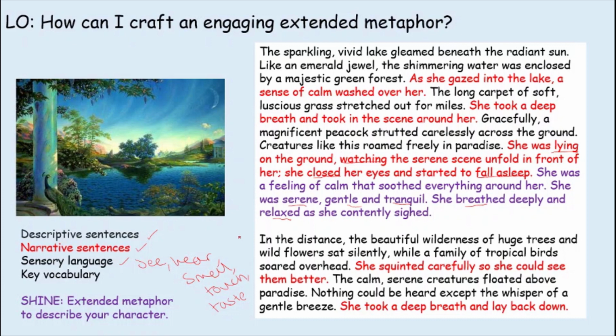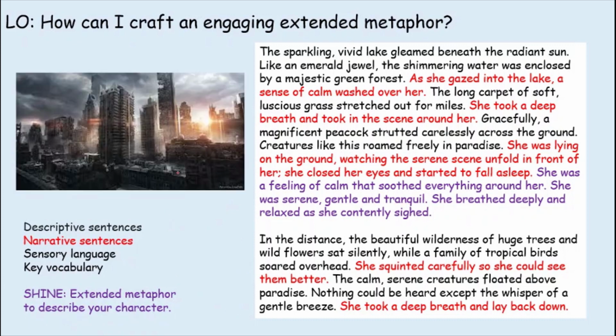So your turn now. I'll keep my example there so you can see what I've done. You've got a success criteria here, shine, extended metaphor to describe your character. And this would be really effective if you were doing a villain, a corrupt leader, because there's lots of things that are negative that you can compare that character to. So I'll leave this here, have a go, send it through to me for feedback. You can upload it to Google Classroom, email it to me, or you can handwrite it and take a picture of it. And I'm really looking forward to seeing some of your examples.